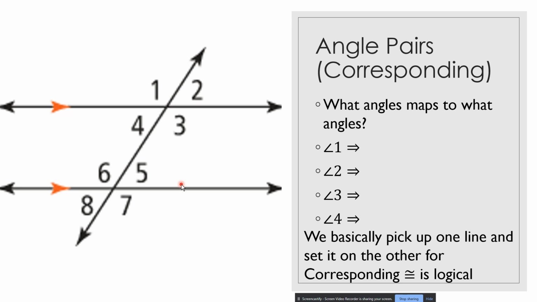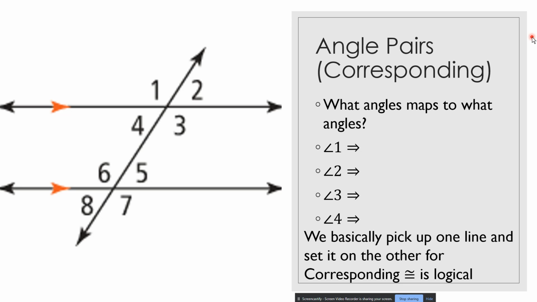Okay, angle pairs. So for this, we're asking what pairs of angles map to which angles. In other words, if we were going to take these four angles and just move them down on top of the other ones, which one would they map to? You'll see that in a second. So as we do that, I'll do that a couple of times. You see that the 1 maps to the 6, the 2 maps to the 5, 4 maps to the 8, and that 3 maps to that 7. So it's just seeing if you were to pick them up and pop them down.